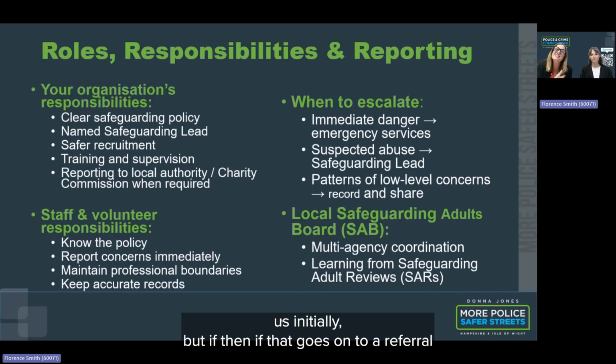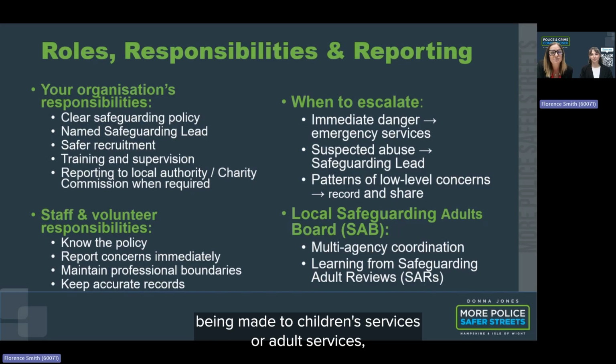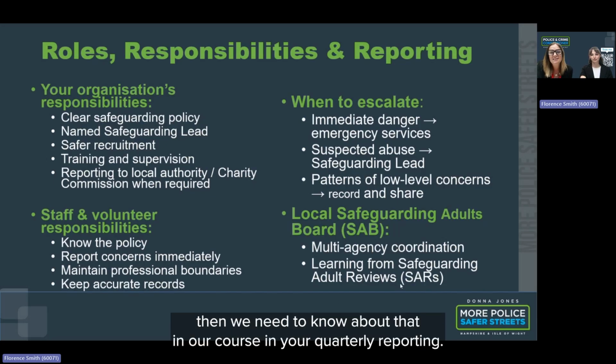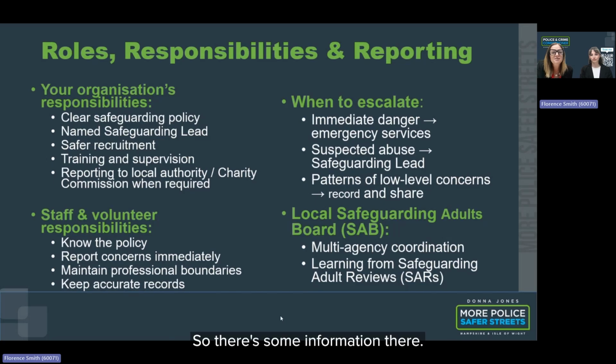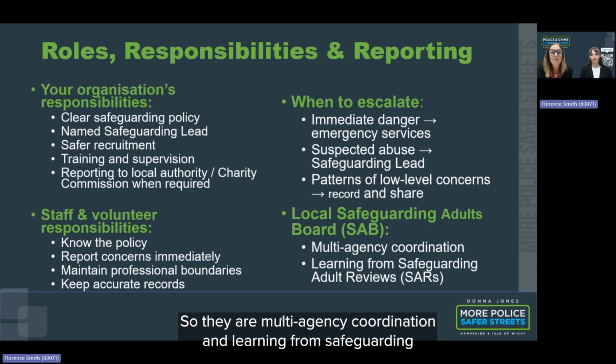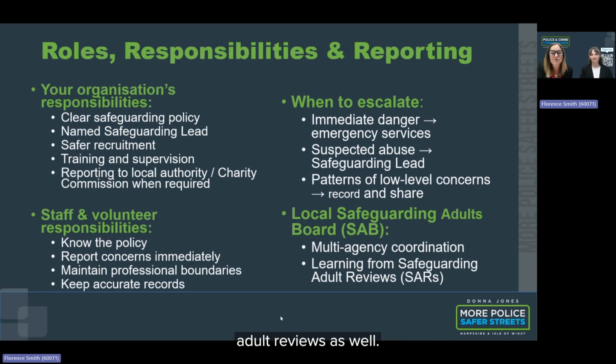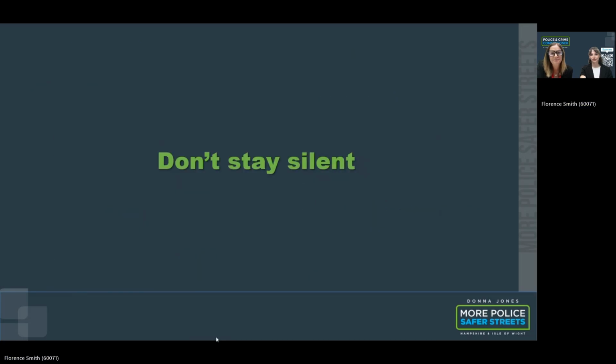Not to us initially, but if that goes on to a referral being made to children's services or adult services, then we need to know about that in your quarterly reporting. So there's some information there on the local safeguarding adults boards, which are multi-agency coordination and learning from safeguarding adult reviews as well. And again, there's lots of information online if you want to know more about that.